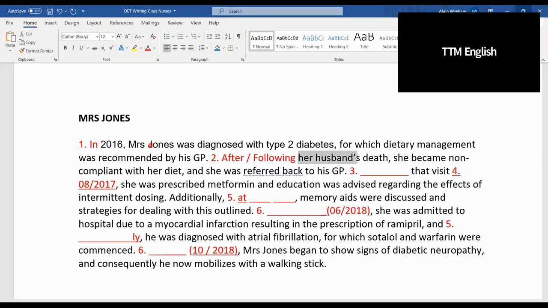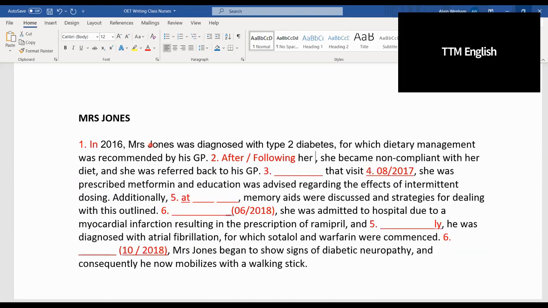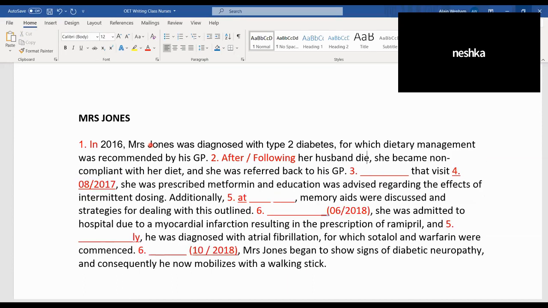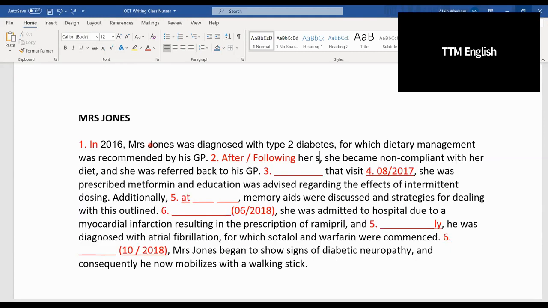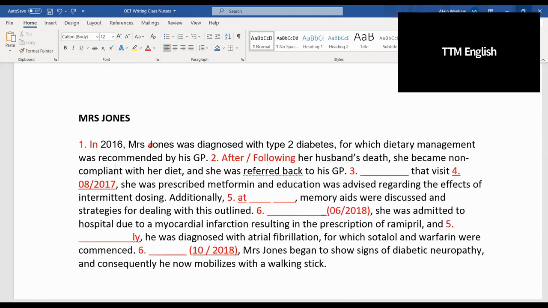Okay. What about if I say her husband died? After. I can't have following now. Why not? Because it's not a noun phrase. Because there's a verb, isn't there? Look, there's a verb. All right, good. So let's go back. So following her husband's death, she became non-compliant with the diet and she was referred back to his GP. What goes here? After, the, during.